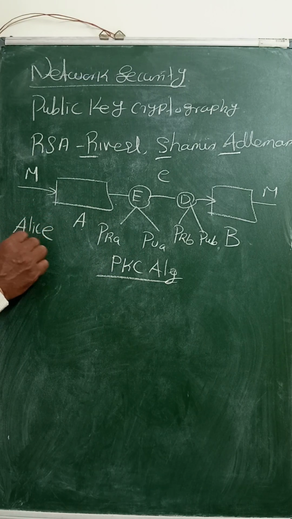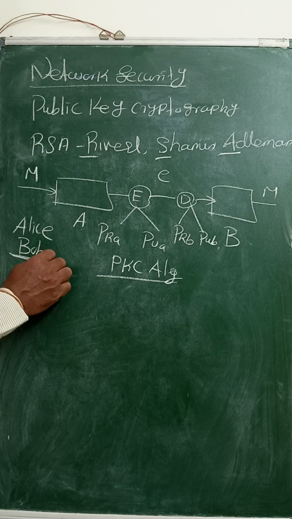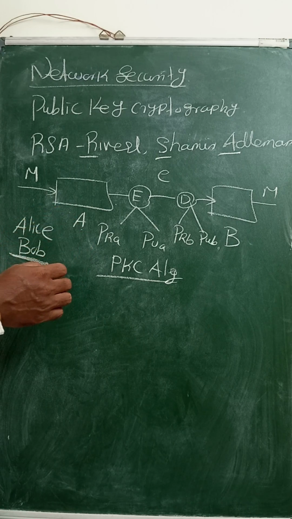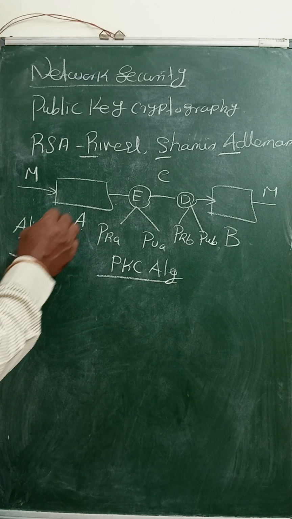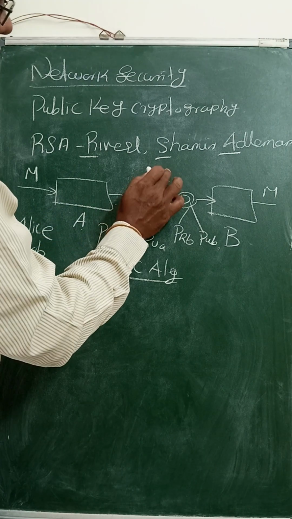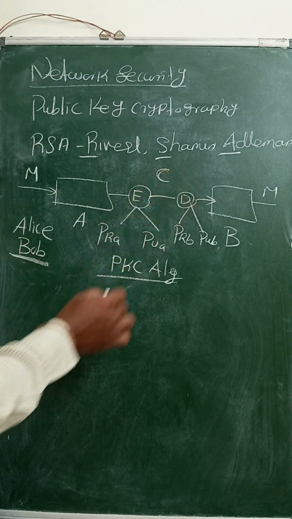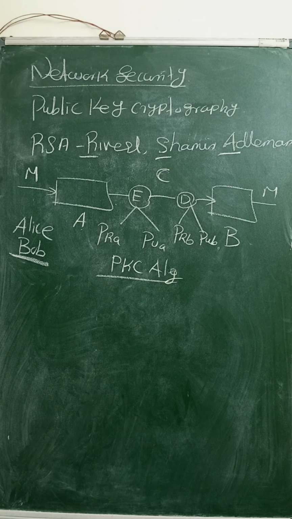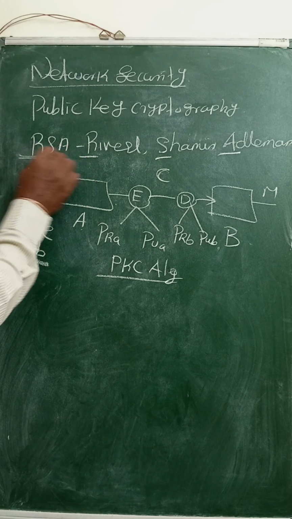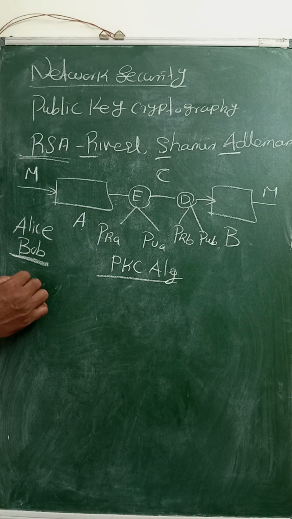Now we'll go through an example. A is Alice and B is Bob. Alice and Bob want to have a conversation, where the message is encrypted, sent, then decrypted and received.